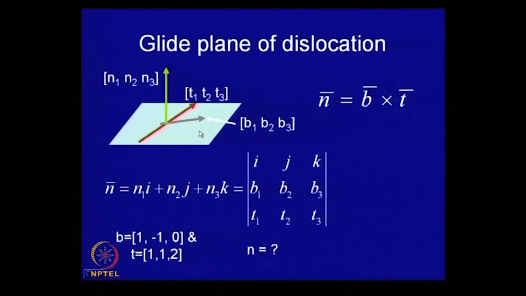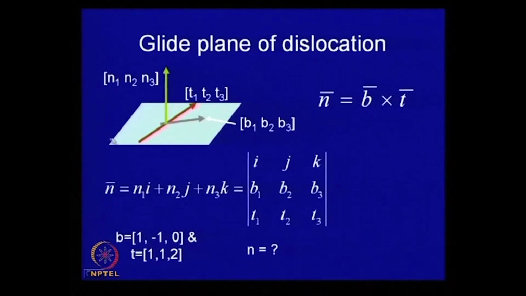It will be difficult to move. In other words, the resolved shear stress necessary to move that dislocation on that plane will be very high, so it will be difficult. For all practical purposes, we can consider that dislocation to be immobile. To understand some of the subsequent lectures, this may be important, so let us look at it a little critically.